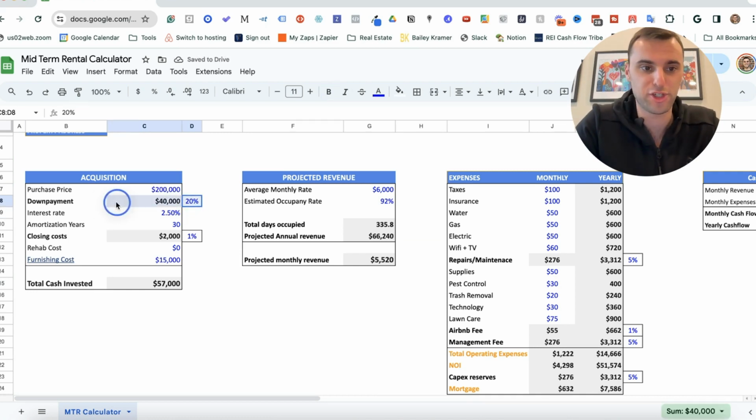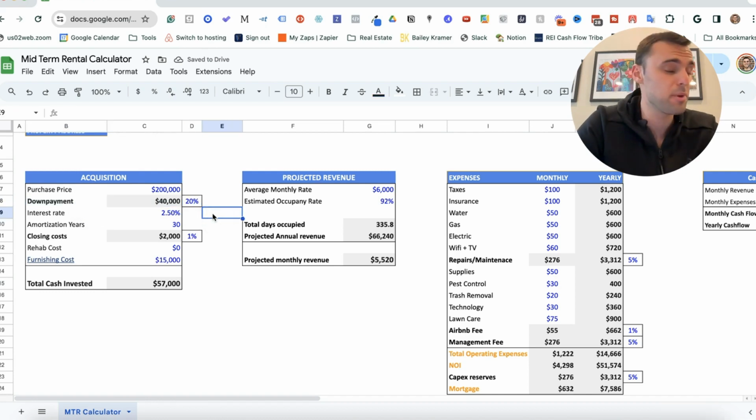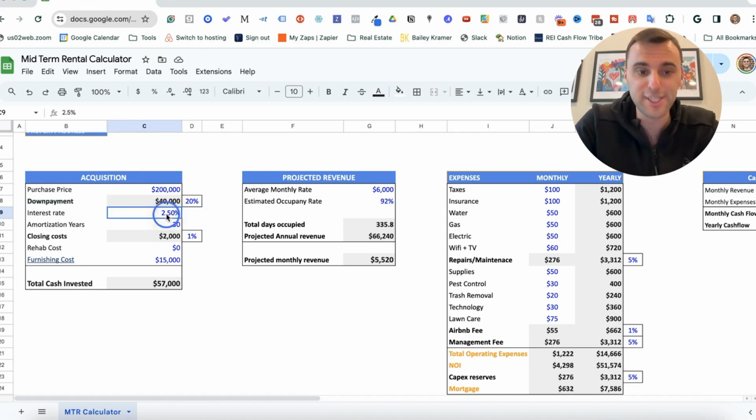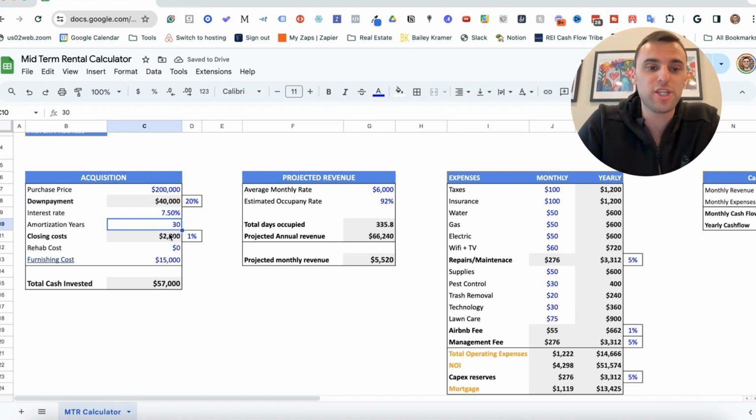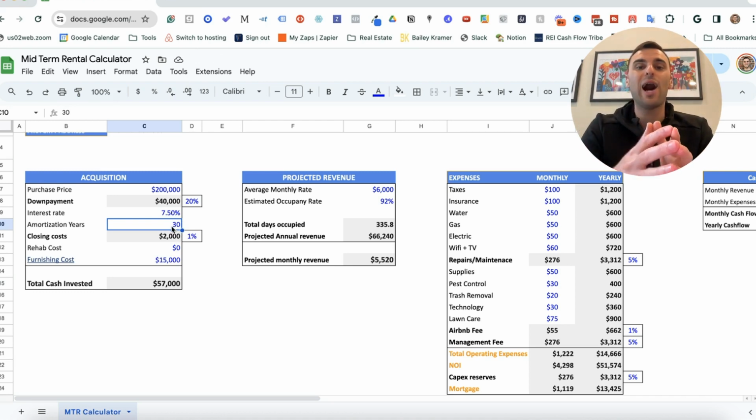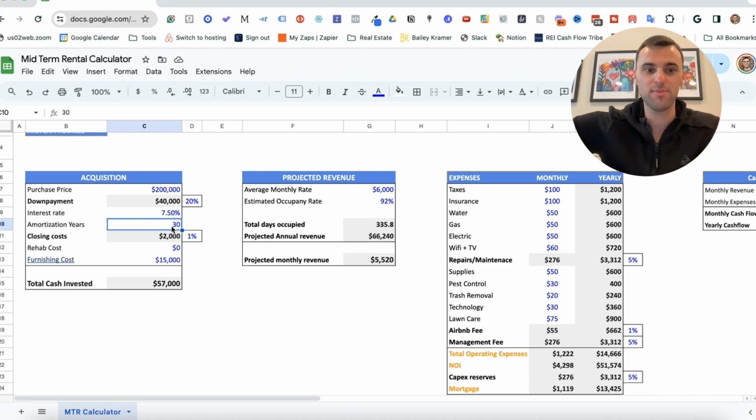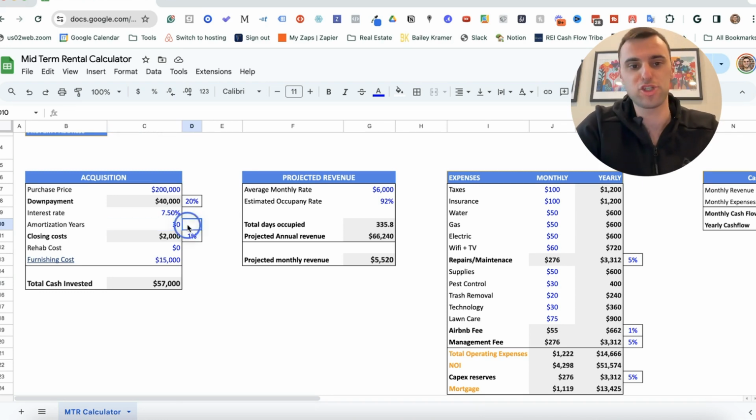And of course, this information you'll find from a lender. Most likely you're going to be putting down 20 to 25%. Interest rate is not going to be 2.5%. It's going to be more probably, at the time of recording this, like 7.5%. Amortization years, essentially, how spread out is your mortgage going to be? Is it going to be a traditional 30-year loan? Is it going to be a 25-year loan, 20-year loan? Again, if you're just doing like a traditional DSCR loan, it will most likely be 30.